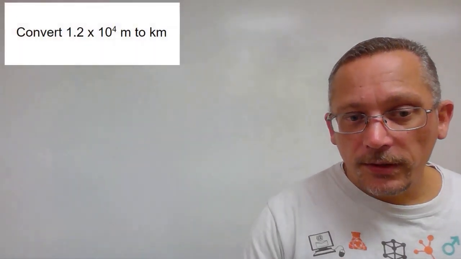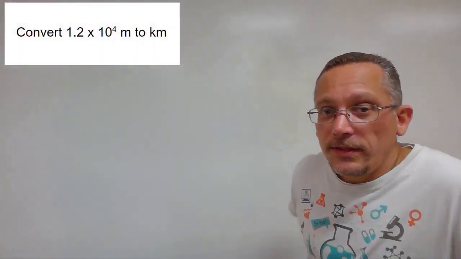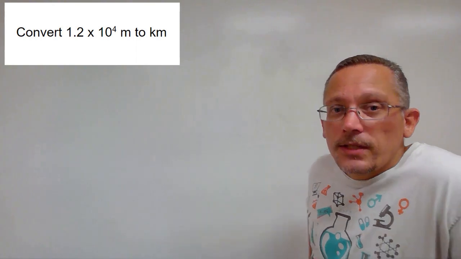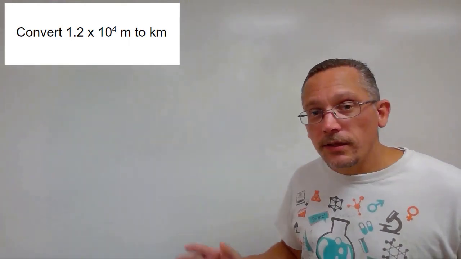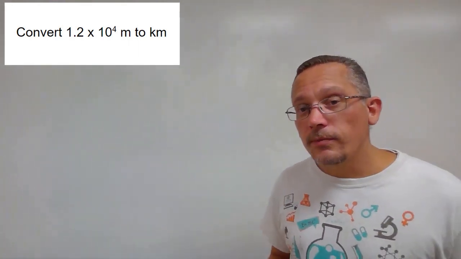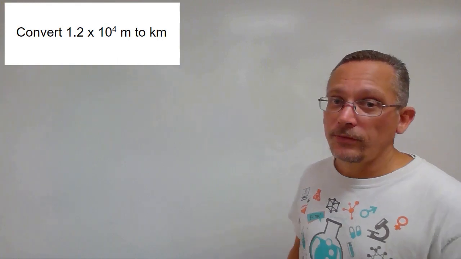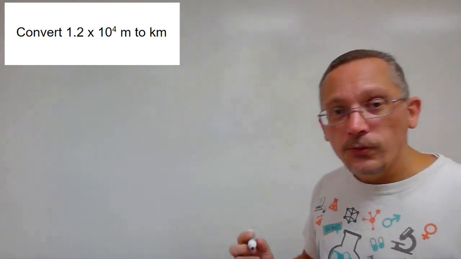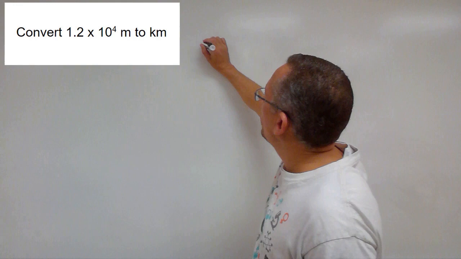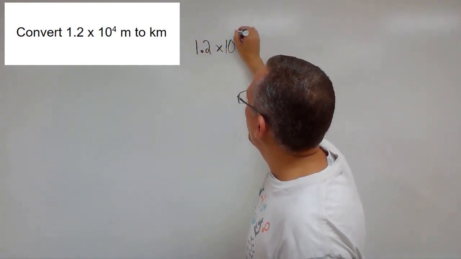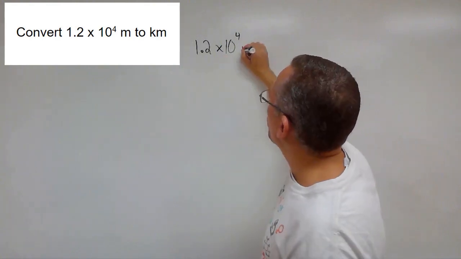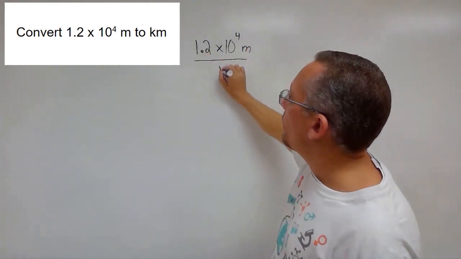Okay, let's have a look at one more example here, and this one is going to have some scientific notation in the problem. Okay, this one, it says convert 1.2 times 10 to the 4th meters to kilometers. Okay, so just like the other problem, I'm going to start with the number they gave me, and put it in the top of a fraction. So 1.2 times 10 to the 4th, and that's meters. And on the bottom, I'm just going to put 1.